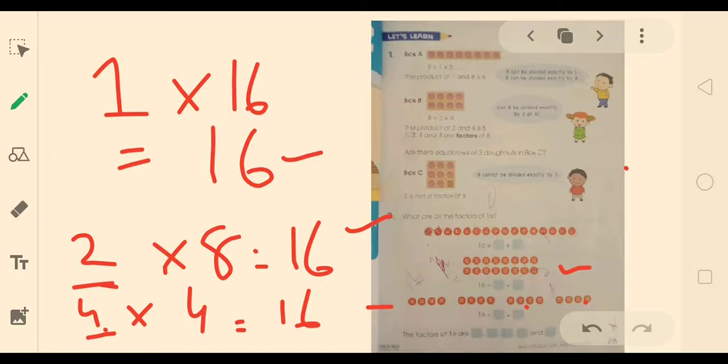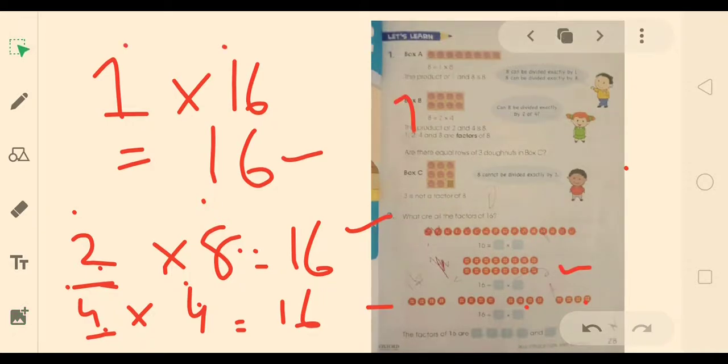Is it clear? Now, what you have to do, they are asking you, what are all the factors of 16? Look at these numbers over here. 16 comes in the table of 1, 2, 4, 8 and 16. So, it means these are the factors of 16.